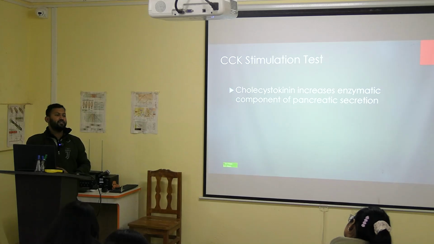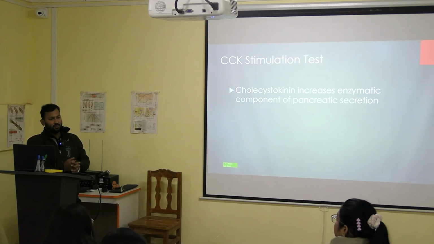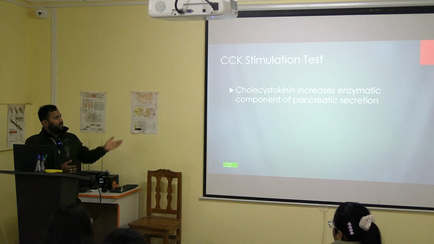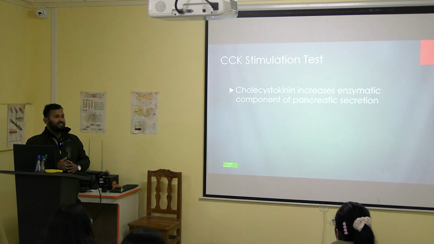So another is cholecystokinin. This is also a hormone by which we can test whether the enzymatic component of pancreatic secretion is good or not. Whenever we inject cholecystokinin into the body, there is an increase in the enzymatic component of the pancreatic secretion. So what is in the pancreatic secretion? Enzymes are there, and a lot of other things because this is a fluid. It is not that only enzymes are there, so obviously there are different types of particles in this secretion. The enzymatic part will increase after injecting cholecystokinin.